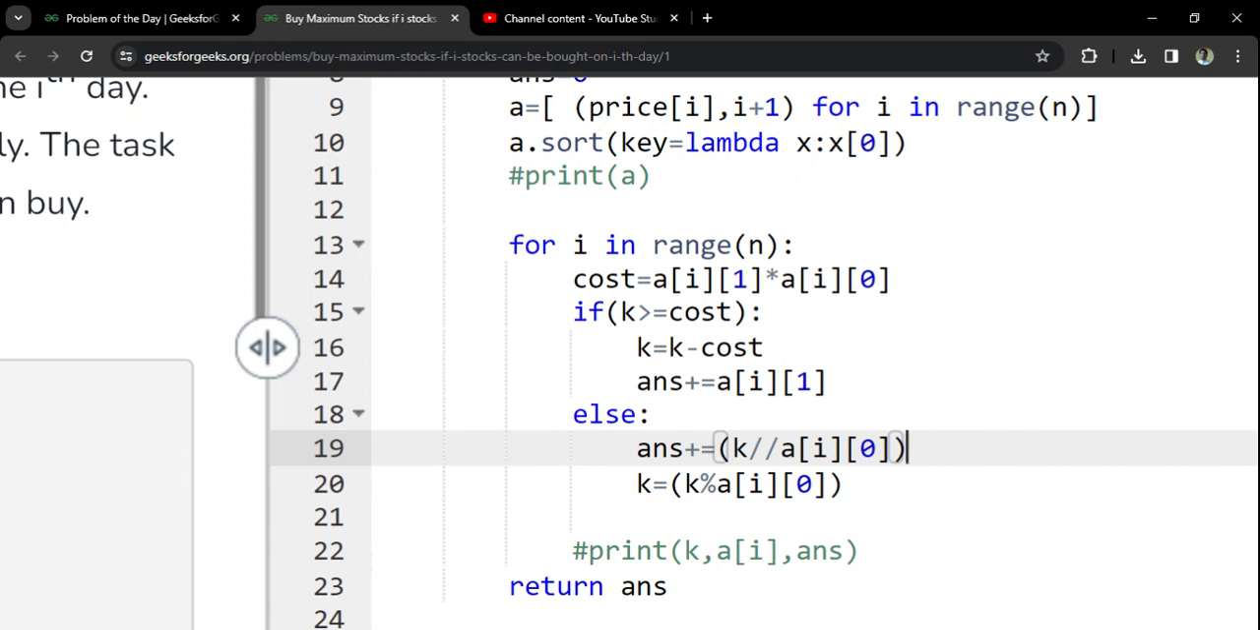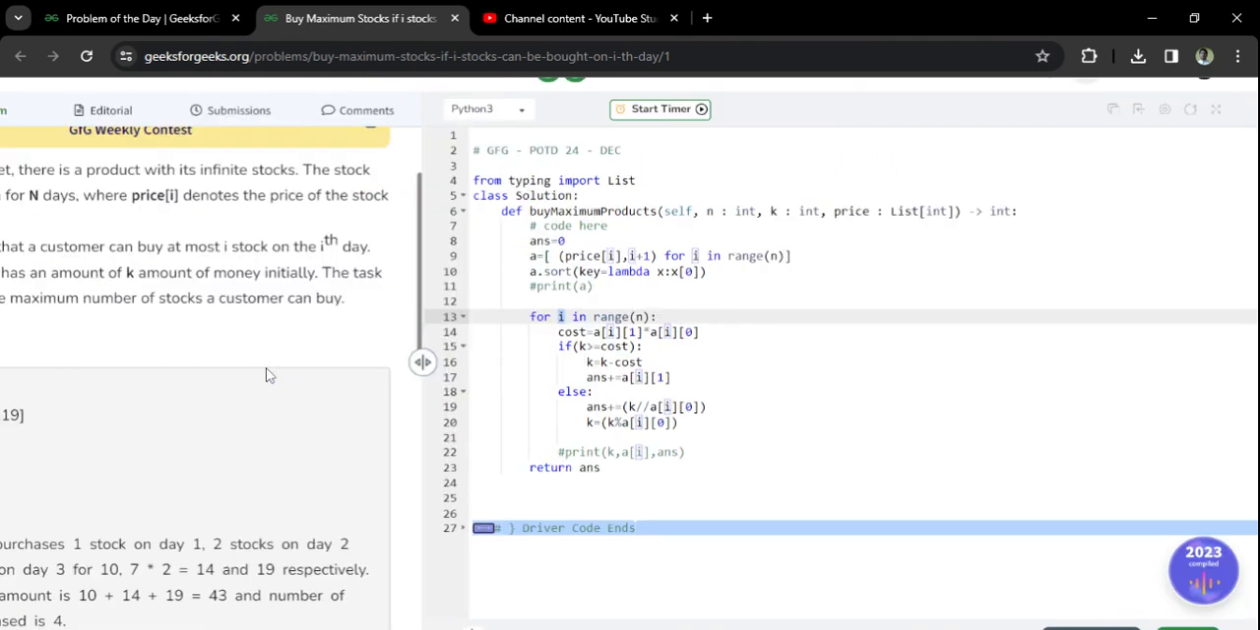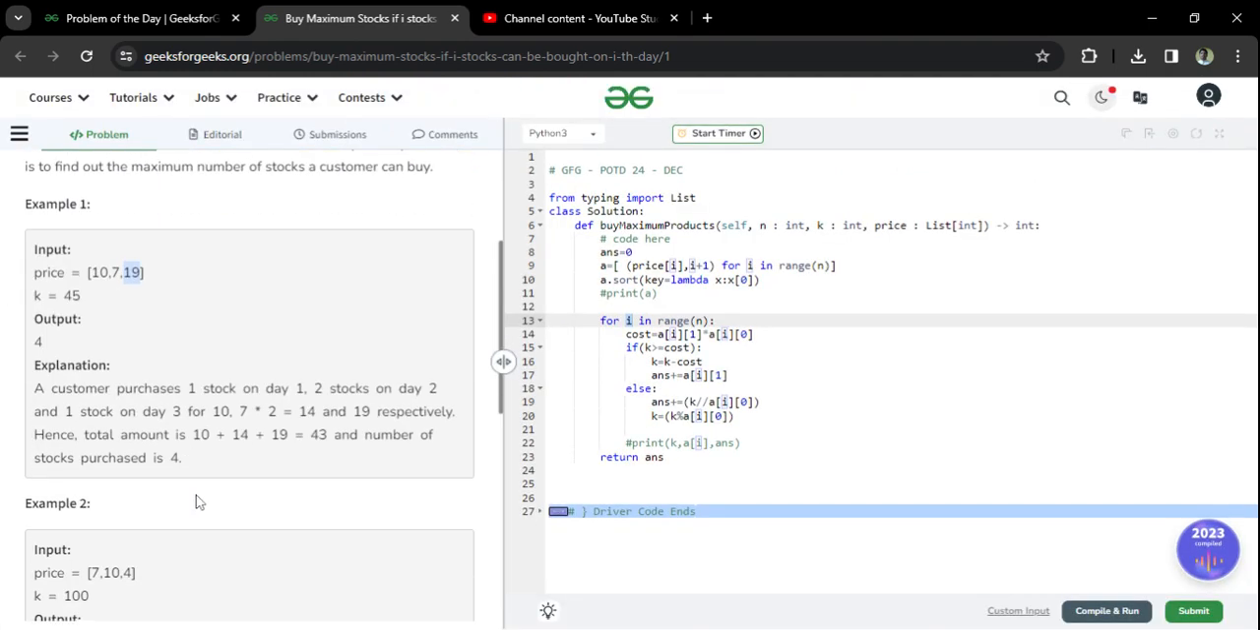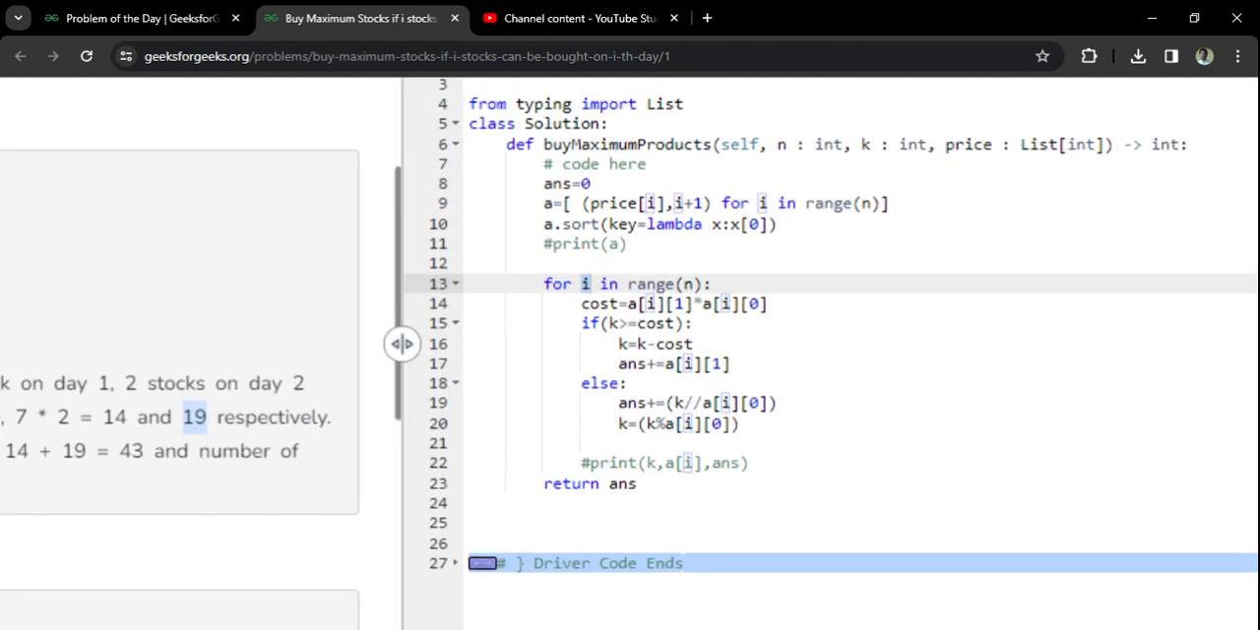The idea here is, for the ith day, we cannot buy whatever is there in the limit. For example, in this case, on the 19th day we are not purchasing everything, we are purchasing only one. If you see the explanation here, they've clearly mentioned on the first day only one stock, on the second day two stocks, that is the max limit. But on the 19th day, you could have purchased three stocks, but because of running out of money, you are purchasing only one of it.